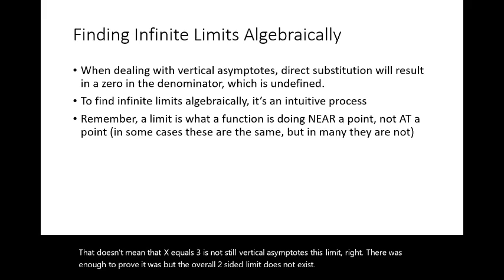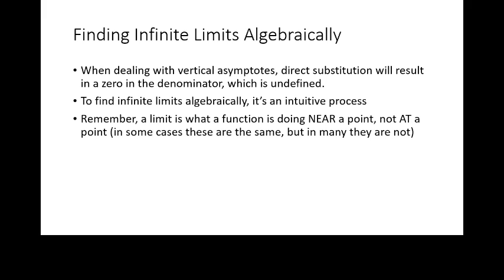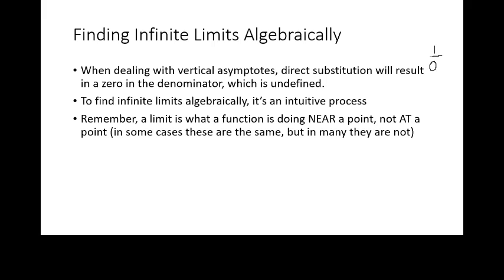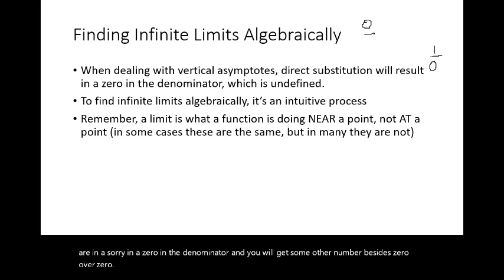Now, finding limits using a graph is really easy to do, but there is a way to find an infinite limit algebraically. So when dealing with vertical asymptotes, direct substitution is going to result in a 0 in the denominator. And you will get some other number besides 0 over 0. Any other number over 0 is treated a lot differently than 0 over 0. We're not going to be seeing a lot of 0 over 0s today. We're going to be seeing a lot of other numbers over 0, which is just straight up undefined. It is not indeterminate. It is undefined.